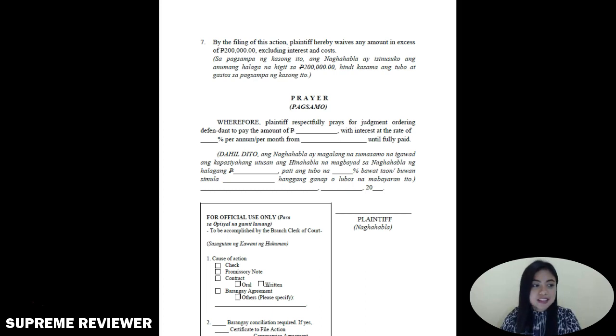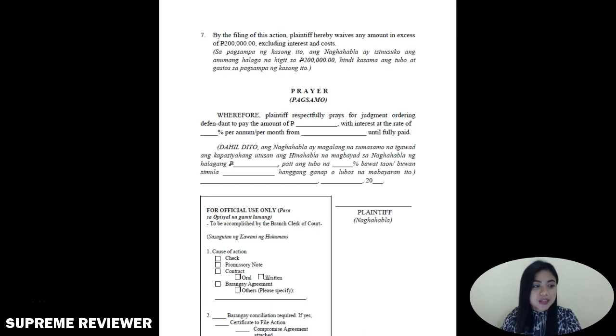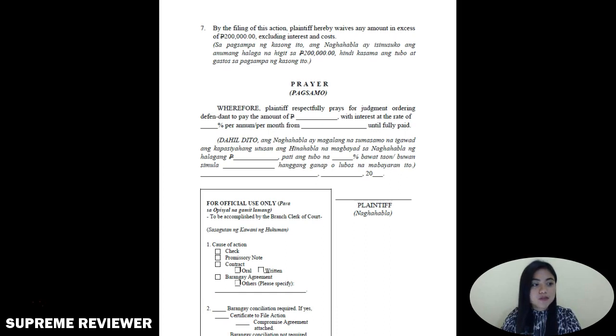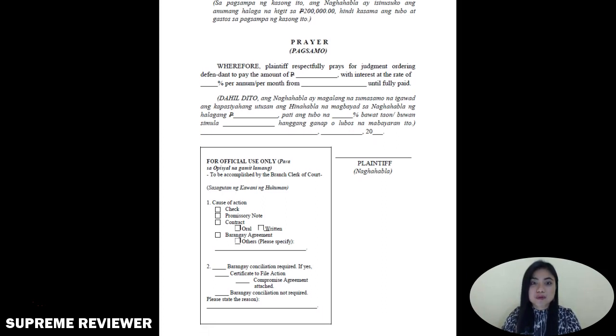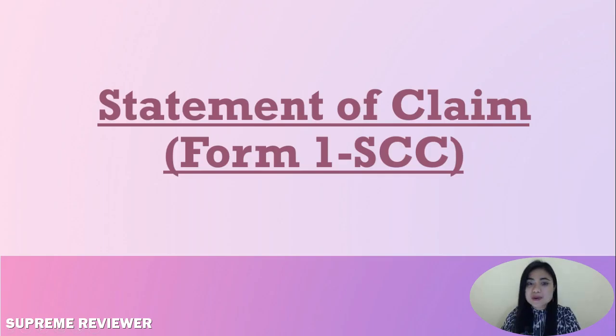And then number 7, it states, by the filing of this action, plaintiff hereby waives any amount in excess of 200,000 pesos, excluding interest and costs. So remember that this is the old amount. The current amount should be 300,000 pesos for small claims cases. And then prayer, wherefore plaintiff respectfully prays. So again, just see the attached PDF form, which is a statement of claim or Form 1-SCC. Alright, let's go back.